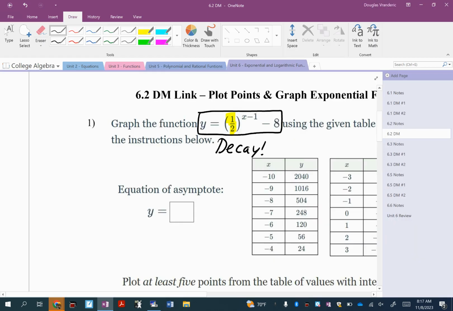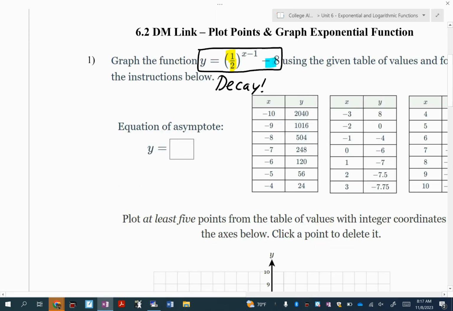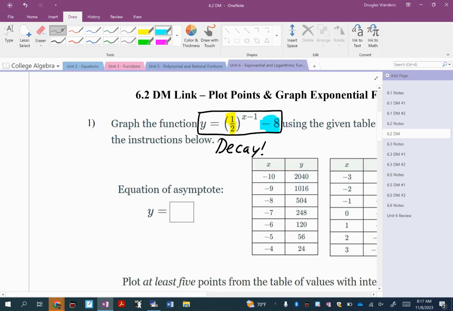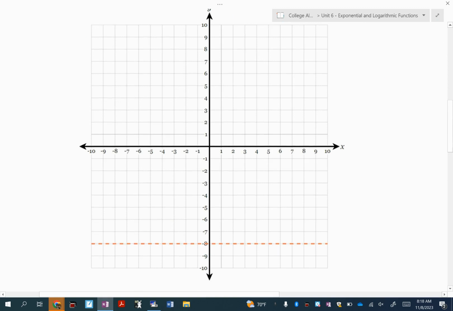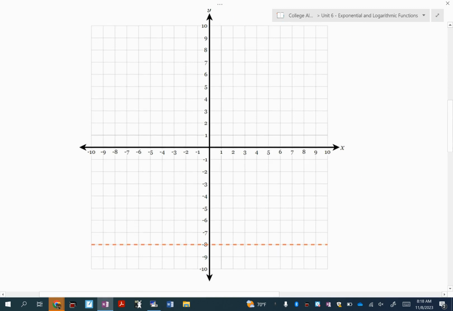Now, the next thing I want you to do is, do you see that number that's written after it? Do you guys see the -8? That is always going to be your asymptote. So whatever number's out there, you're going to write y equals that number. Now, on Delta Math, you're going to have to type that in. You'll notice when you look at the graph, it already plotted the asymptote because I typed in -8. Do you see what's happening at y equals -8? This is my asymptote.